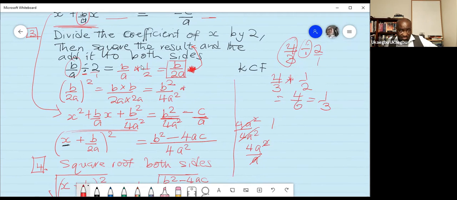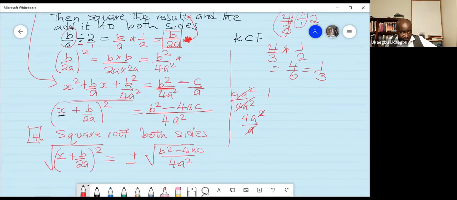And the instruction still says, then square the result. So that's where I'm squaring it right here. B over 2a whole squared is b times b divided by 2a times 2a, and when you perform the square, it's going to give you b squared over 4a squared. And then the last part of step 3 says add it to both sides. This is where I'm now adding it. I hope you can see my mouse. I'm adding it on the left, and I'm also adding it on the right.